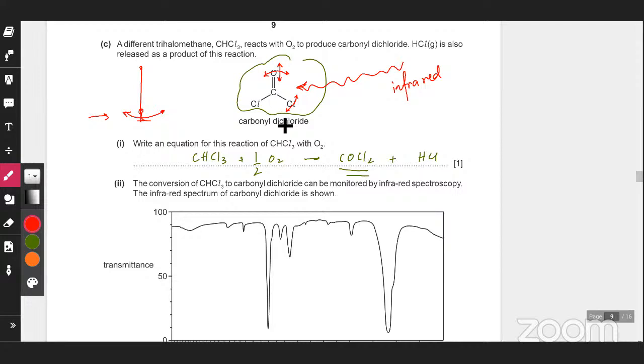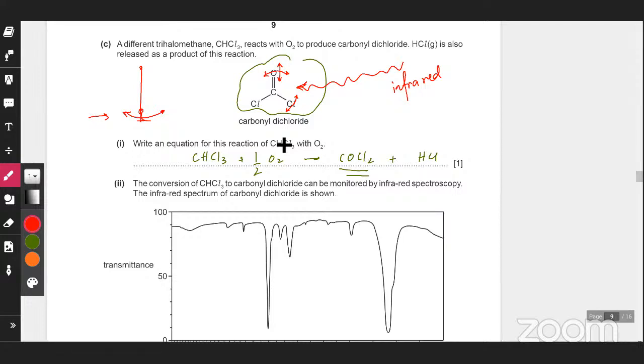These bonds are going to vibrate like a swing to and fro, but they're going to absorb energy at a very, very specific frequency. They're not going to absorb any frequency. So all these bonds are unique. There are basically two types of bonds over here: a C-Cl bond and a C double bond O. All of them are going to absorb energies at very specific frequencies.